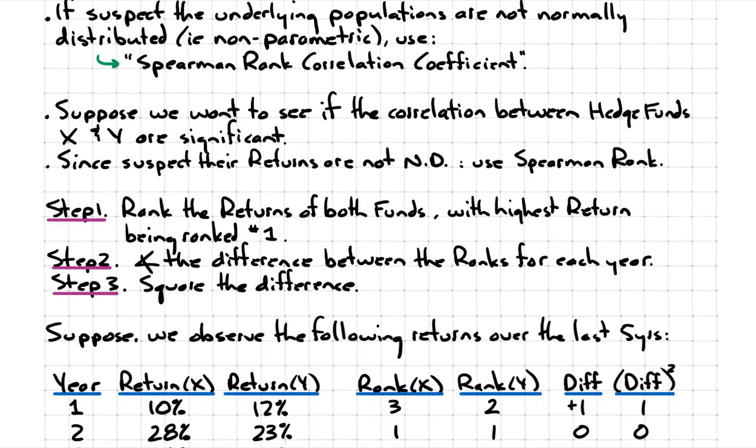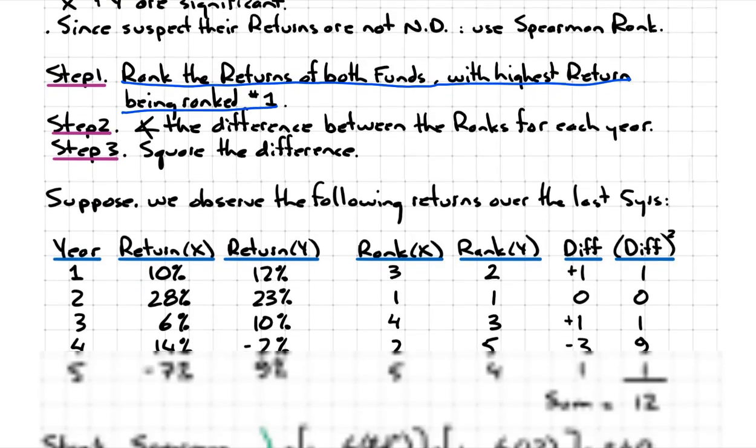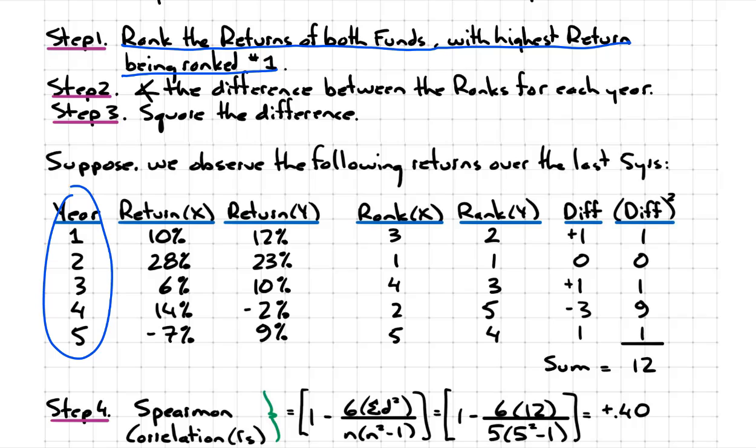So what are the steps when we're doing the Spearman rank? First step is to rank the returns of both funds, with the highest return being ranked number 1. So let's go ahead and look at this. Suppose we have 5 years' worth of data. In year 1, X had a return of 10, Y had a return of 12, and so forth. Those are the individual yearly observations.